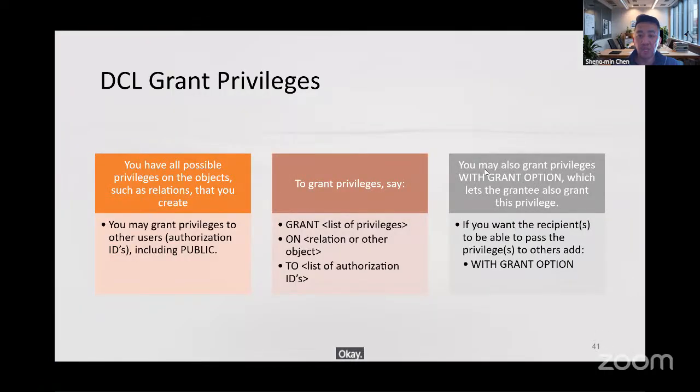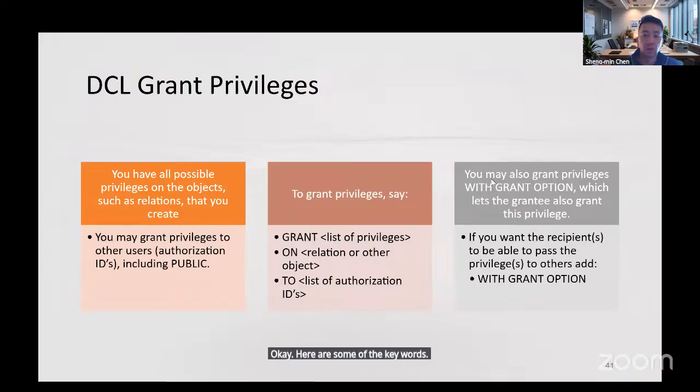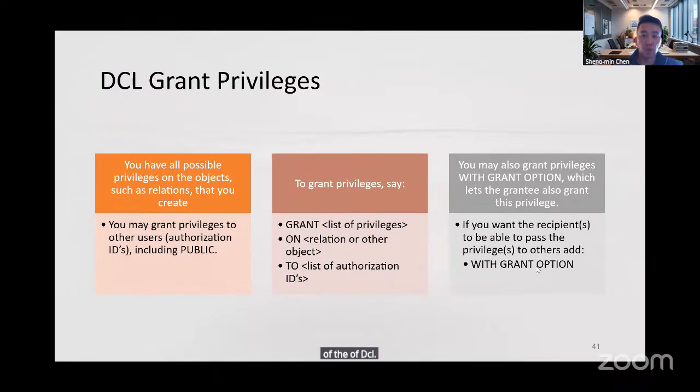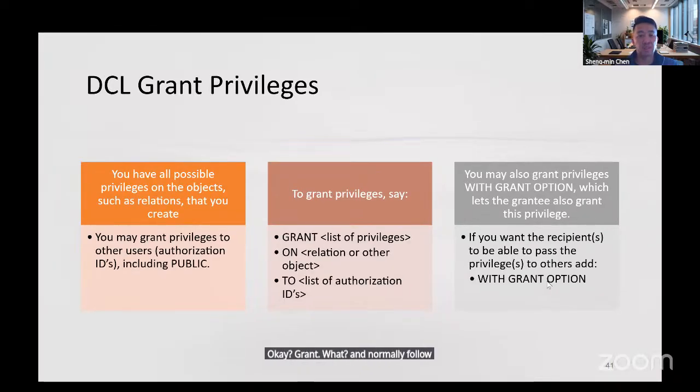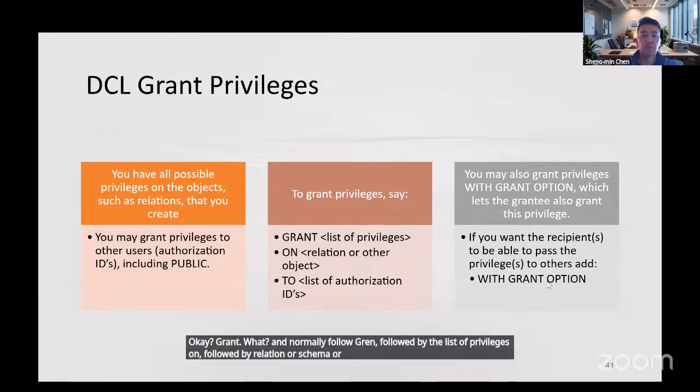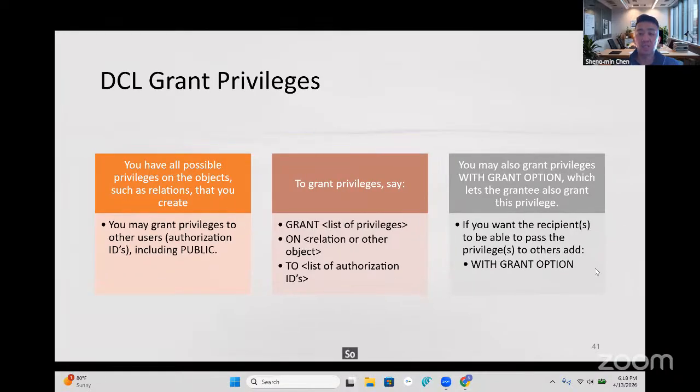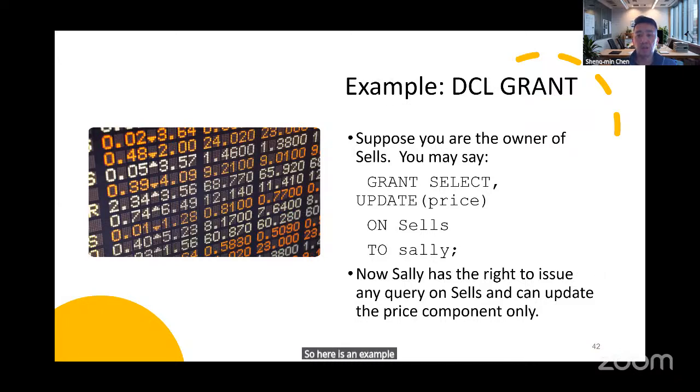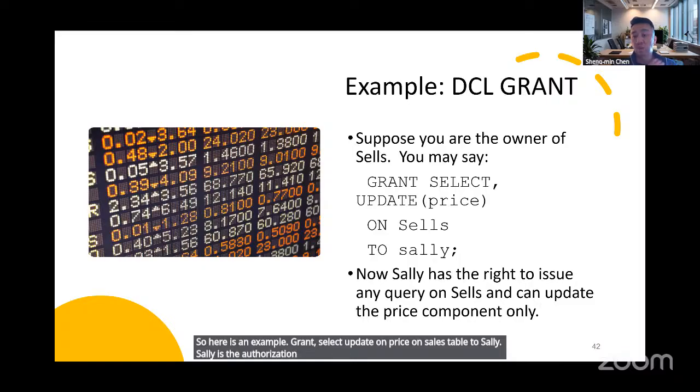Here are some of the key words of DCL. So, grant, on, to. Grant is normally followed by the list of privileges, then on, followed by a relation or schema or an object, then to whom. So here is an example. Grant select, update on price on sales table to Sally. Sally is the authorization, meaning this is to a user, not to a row.